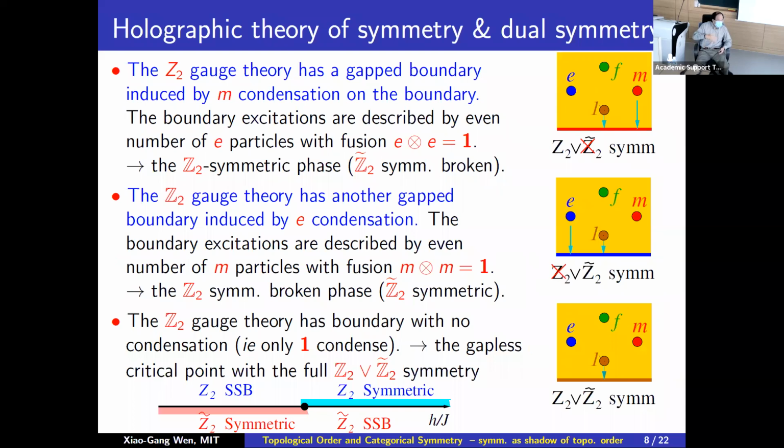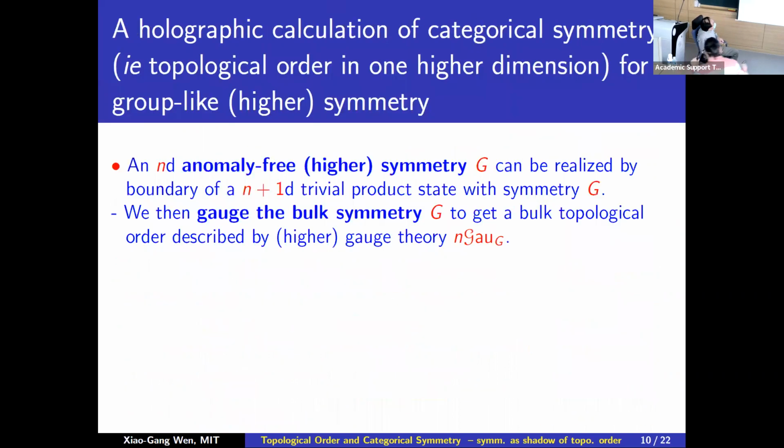And so this became very useful, very important. We want to use that picture to look at the symmetry. It's a more general and more complete way to understand the symmetry. So we are going to use this picture. In general, this works: for any symmetry in any dimension, we can view this symmetric system as a boundary of a symmetric product state in one higher dimension.